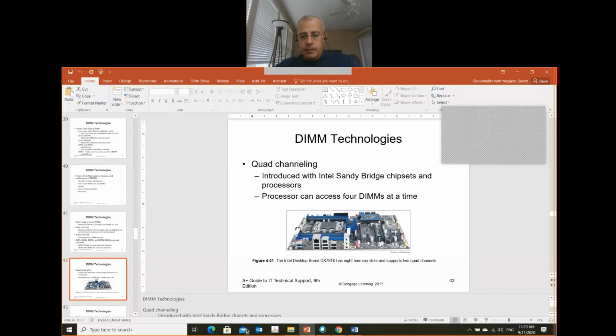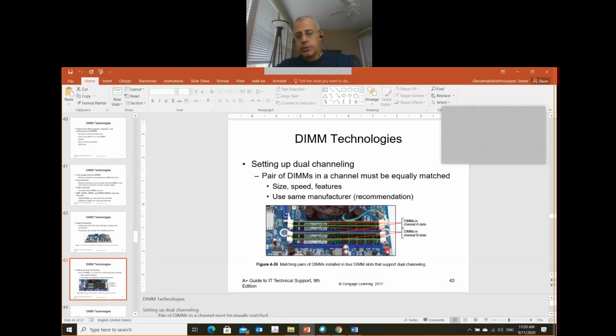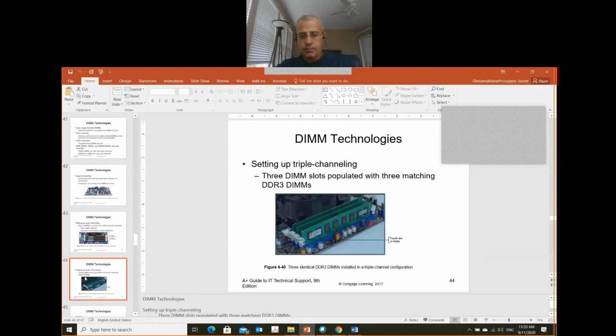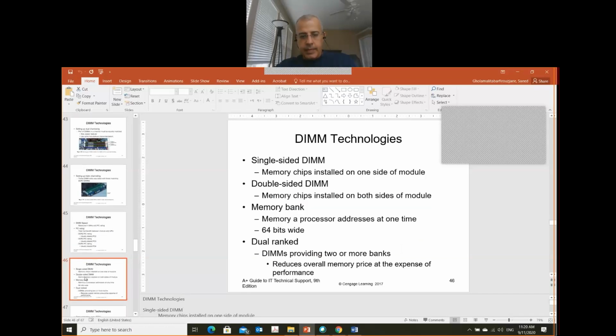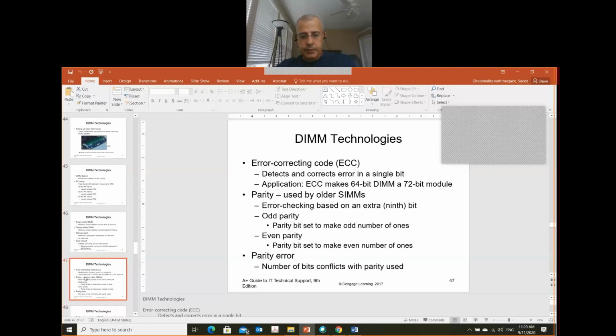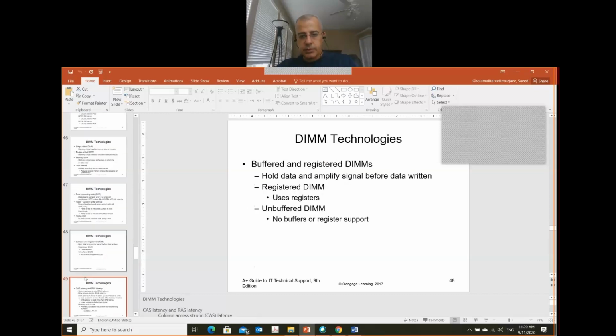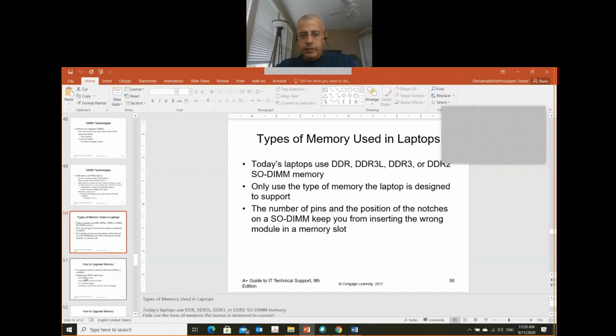So this picture shows a motherboard with 4 memory modules, DIMM modules. Memory bank. I'm gonna skip this part. These are not very important. And types of memory used in laptops. These are pretty much the same as the type of memory used for regular PCs.